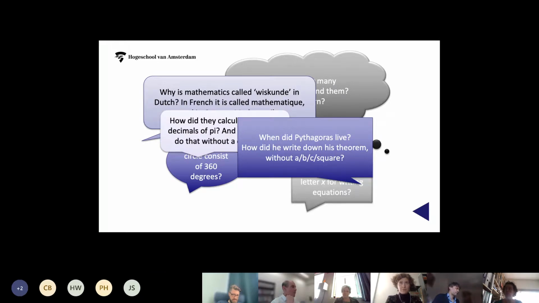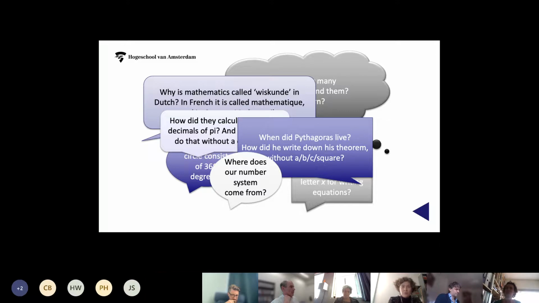When did Pythagoras live? How did he write down his theorem, especially if he didn't have the notation that we have? And the last one, where does our number system come from? So these are, I think, relevant questions to math teachers. They should have answers to, or they shouldn't be afraid of this kind of answers.